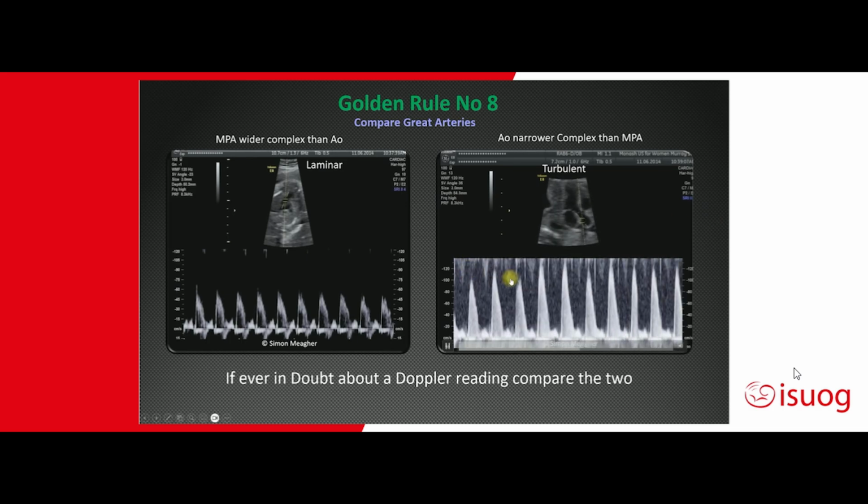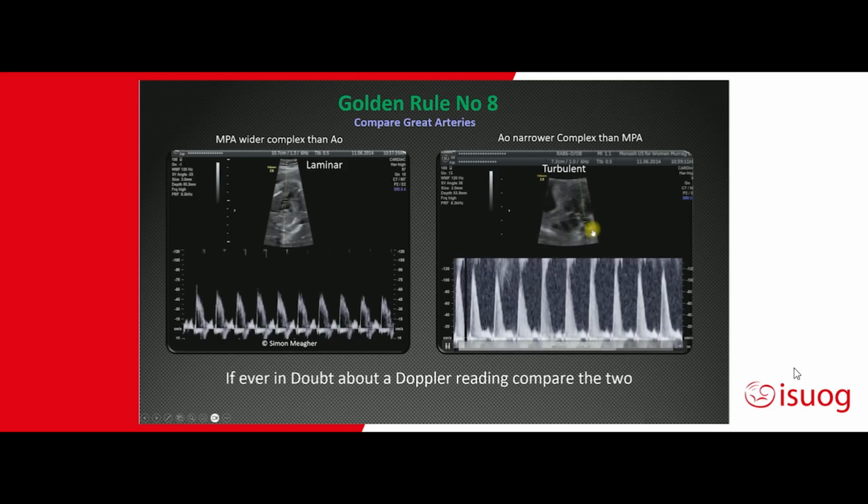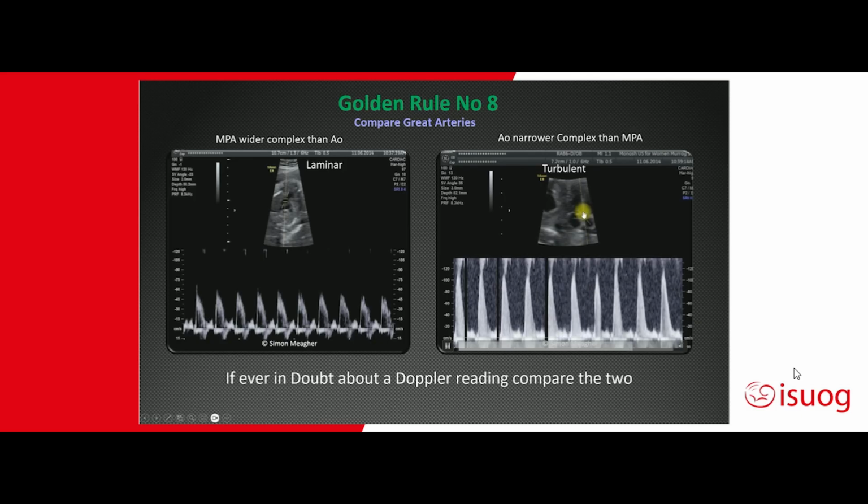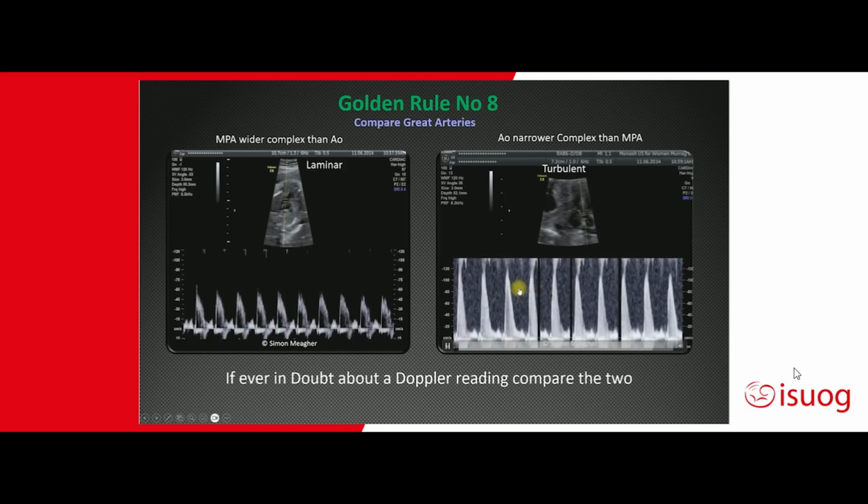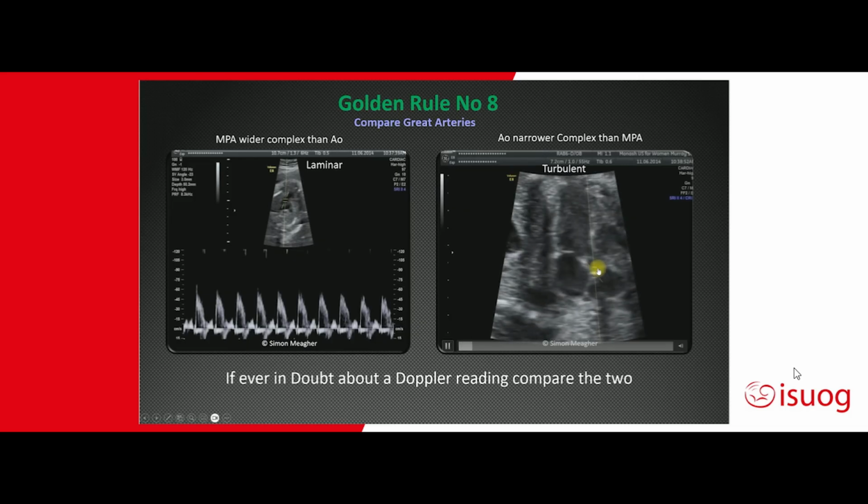And I always ask myself the question, is that artifactual or is it real? There's no post-valvular dilatation. The caliber looks fine. The aortic valve doesn't look that thickened, but the velocity is raised. How can I be sure, though? I straight away jump from looking at the aorta in the same fetus.